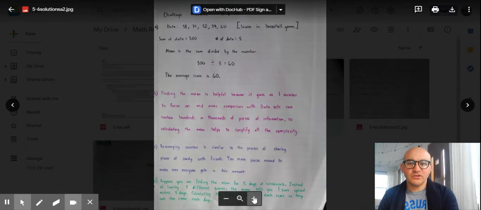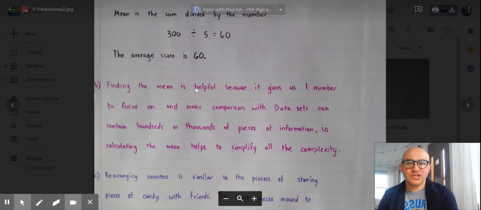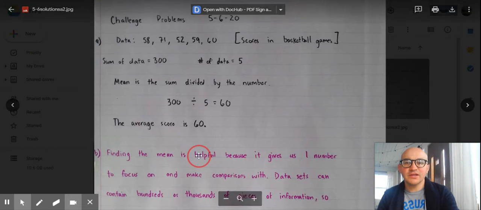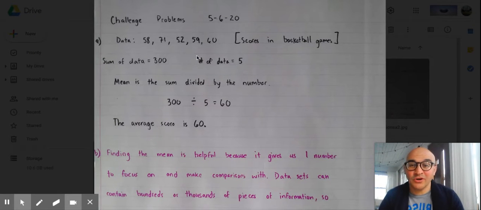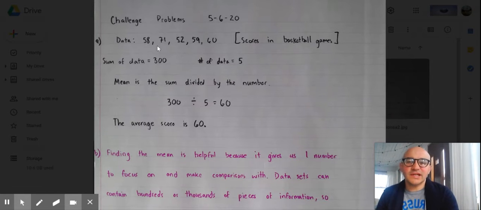And so here we are. So a couple of challenge problems. The very first challenge problem, A, I did here in black. It asked us to create a data set where our mean was 60. So it gives you basically a final result, and we have to build in the pieces to get to that result. And so you can select any data set.